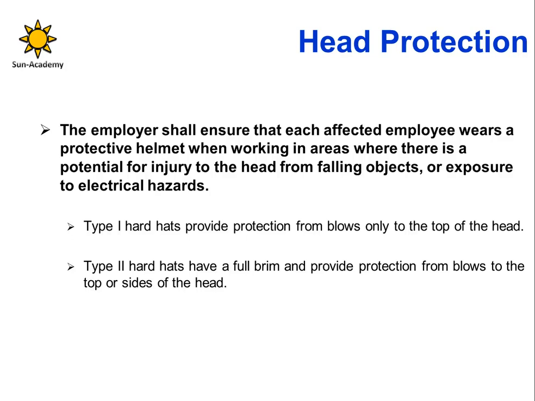Head protection. The employer shall ensure that each affected employee wears a protective helmet when working in areas where there is a potential for injury to the head from falling objects or exposure to electrical hazards. Type 1 hard hats provide protection from blows only to the top of the head. Type 2 hard hats have a full brim and provide protection from blows to the top or sides of the head. This is the recommended type of hat for PV installers.